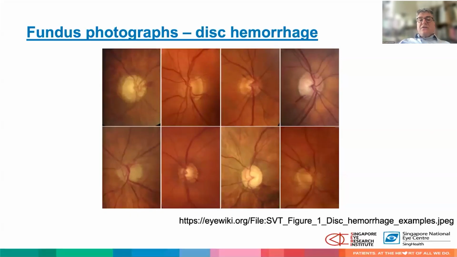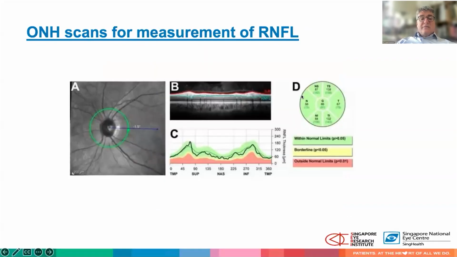A very characteristic feature and a sign of progression is also disc hemorrhages. Here you can see different types of disc hemorrhages, and these disc hemorrhages are always a sign of future progression. Usually in this area where the disc hemorrhage occurs, there will be a further progression of the nerve fiber bundle defect, and it is an interesting feature that can only be seen on the fundus photograph. It is usually not seen on OCT images.